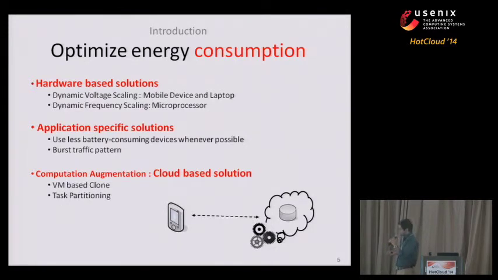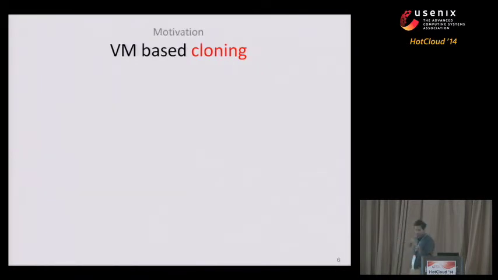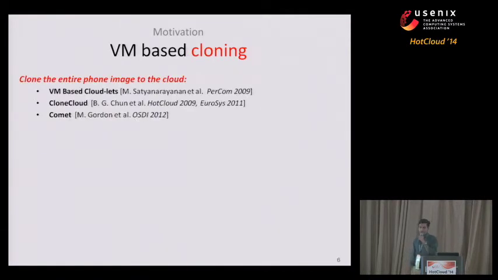The related work associated with this cloud-based augmentation can be further divided into two broad categories. One is VM-based cloning, another is task partitioning. So let's take a deeper look at these two things. In VM-based cloning, the entire image of the smartphone is saved in the cloud, and whenever the mobile device approaches any computation-intensive portion, the computation is offloaded to its cloud counterpart.